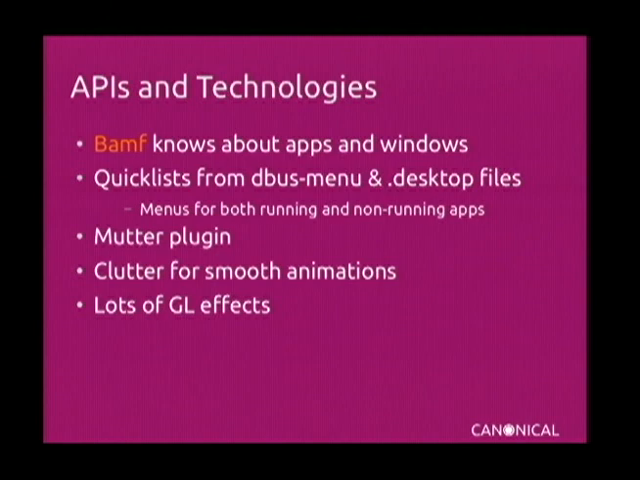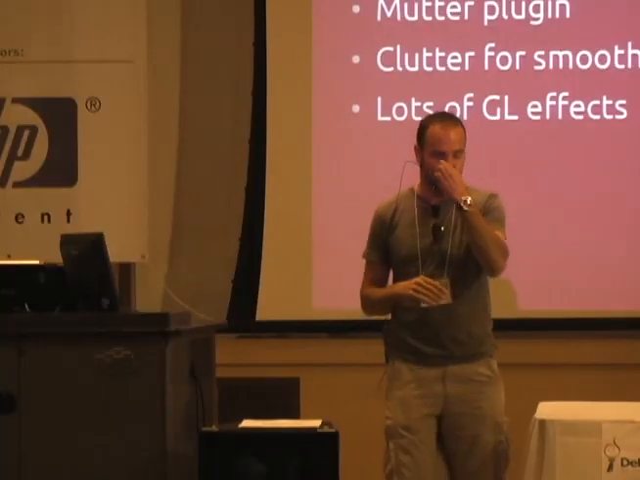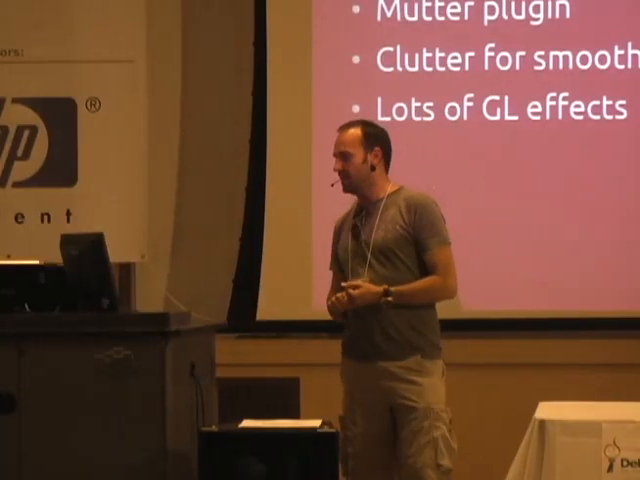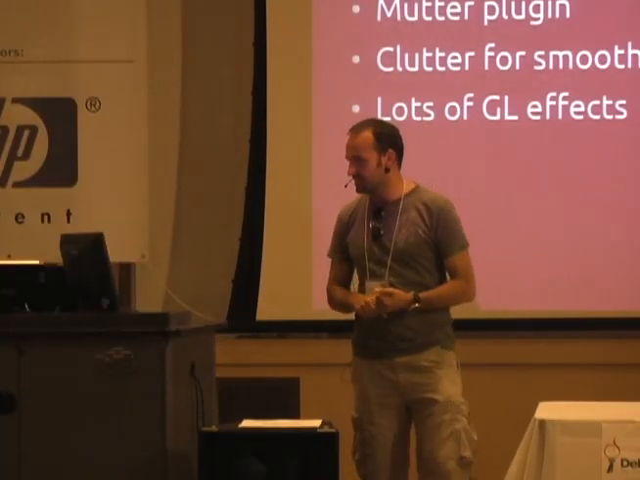There's a framework called BAMF. I have no idea why it's called BAMF. But essentially, it's a new model for tracking applications and windows. This is unbelievably horrible under X as it is today. Just knowing what applications are displayed, what window actually has the focus, and so on, is really quite tricky. And so BAMF takes care of a lot of the details there.